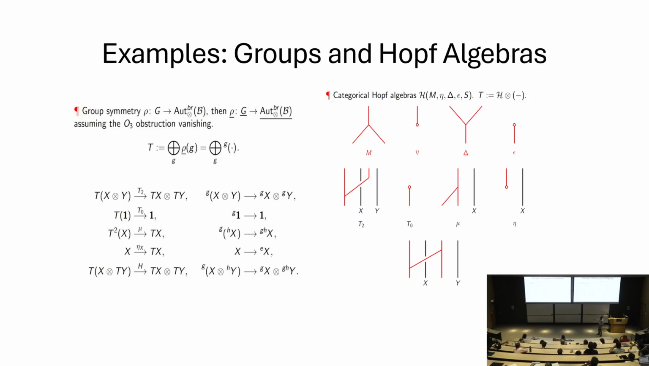And for a categorical Hopf algebra, that means take any category, take any algebra object, and then find enough morphisms to make all the diagrams commute. You just take your Hopf algebra and tensor everything else. That's an induced functor. That's an induced functor. So that gives you a Hopf monad.